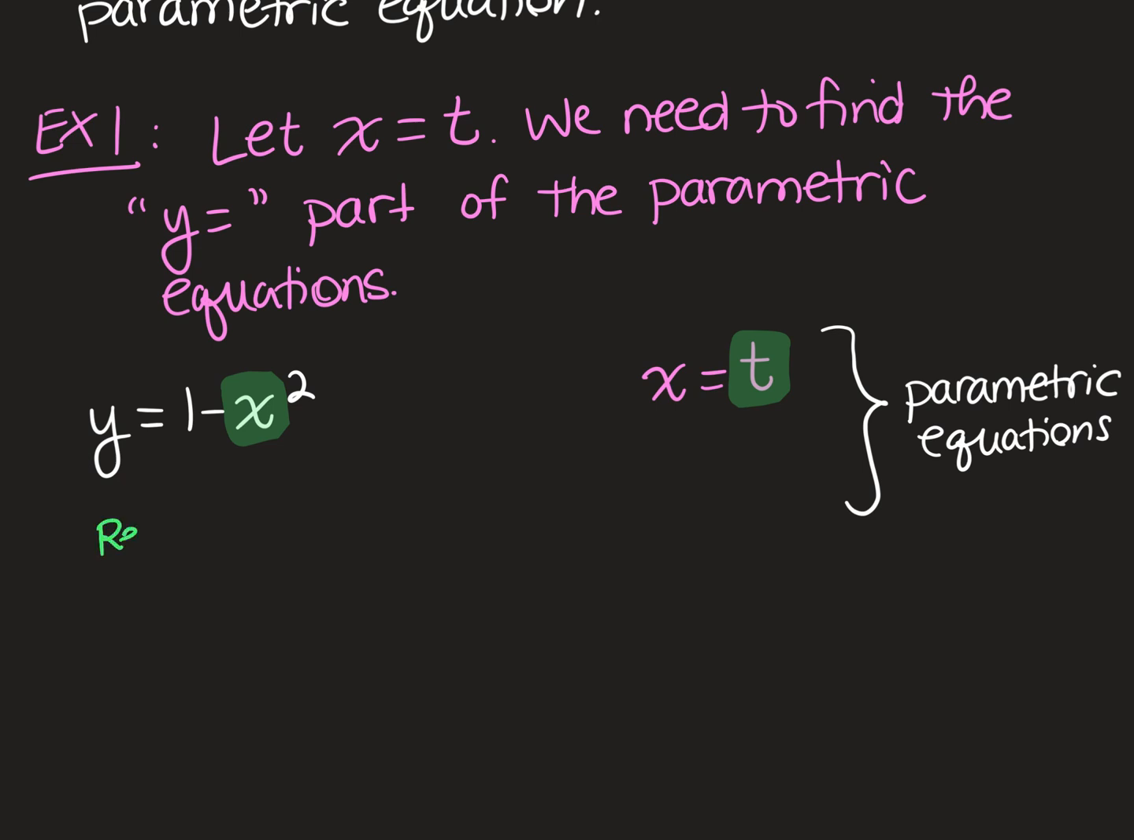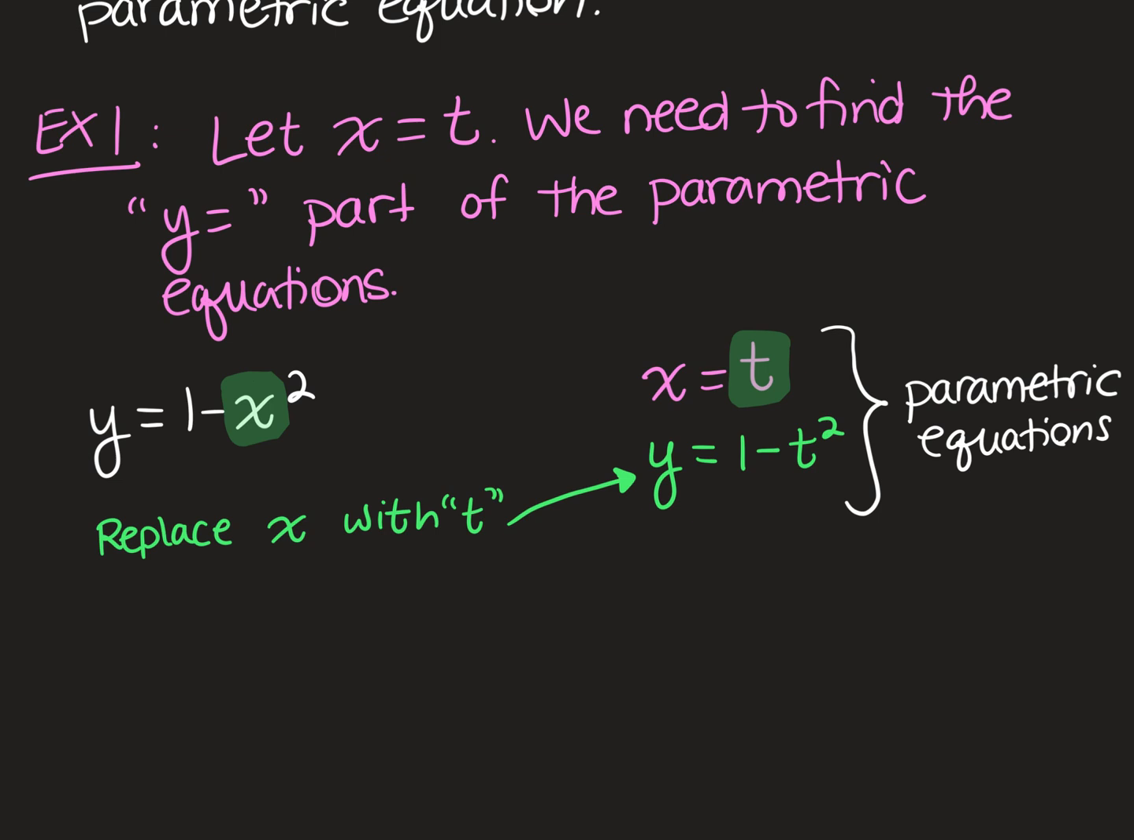So let's replace x with t. And that's going to give us the second part of our parametric equation. So I'll have y equals, instead of 1 minus x squared, it'll be 1 minus t squared. And that is our parametric equation set. Like, we have to have both parts. We have an x equals part, we have a y equals part. We've got both pieces. We're good to go. That's our goal, to be able to come up with the parametric equations.